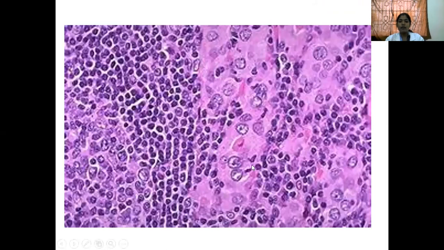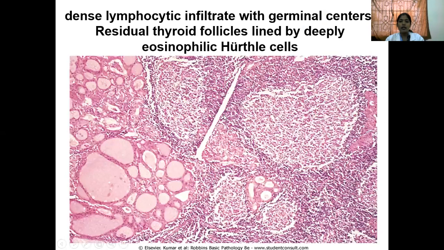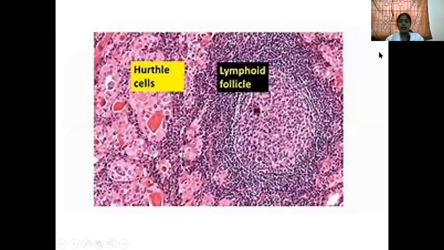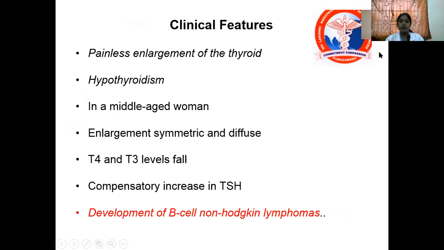So this is a patient where you can see so many Hürthle cells, and there are lymphoid follicles. See, here you can see atrophic thyroid follicles which are lined by Hürthle cells, and there is dense inflammatory infiltrate with germinal centers. These are the Hürthle cells, and this is the lymphoid follicle.